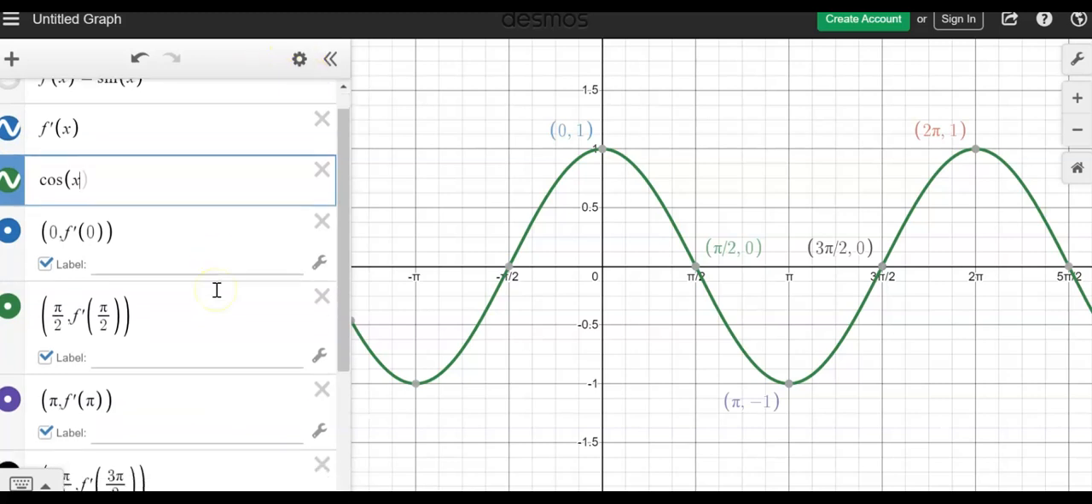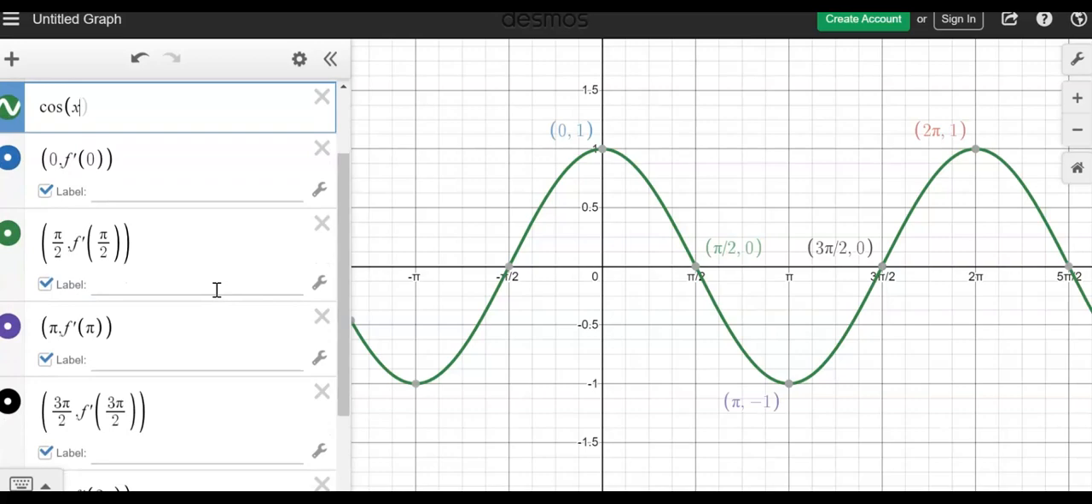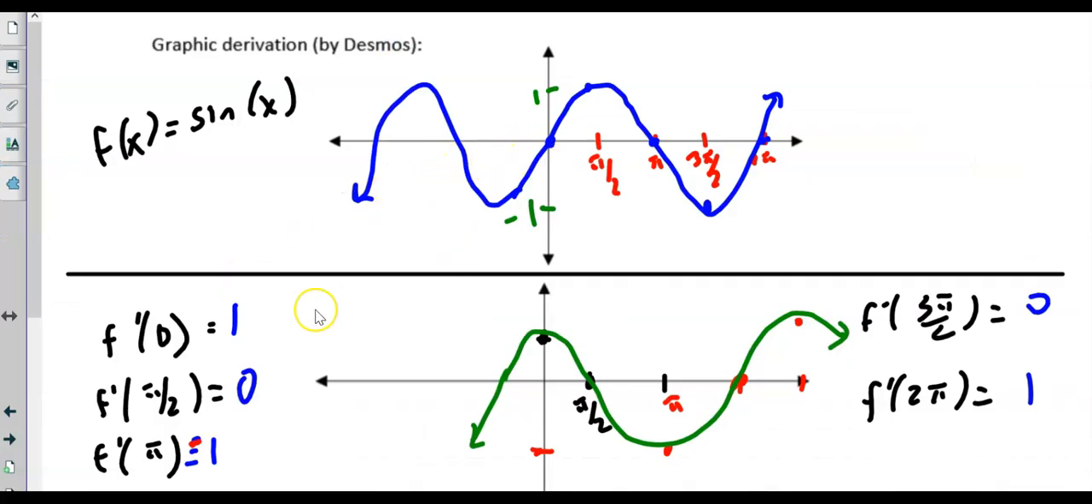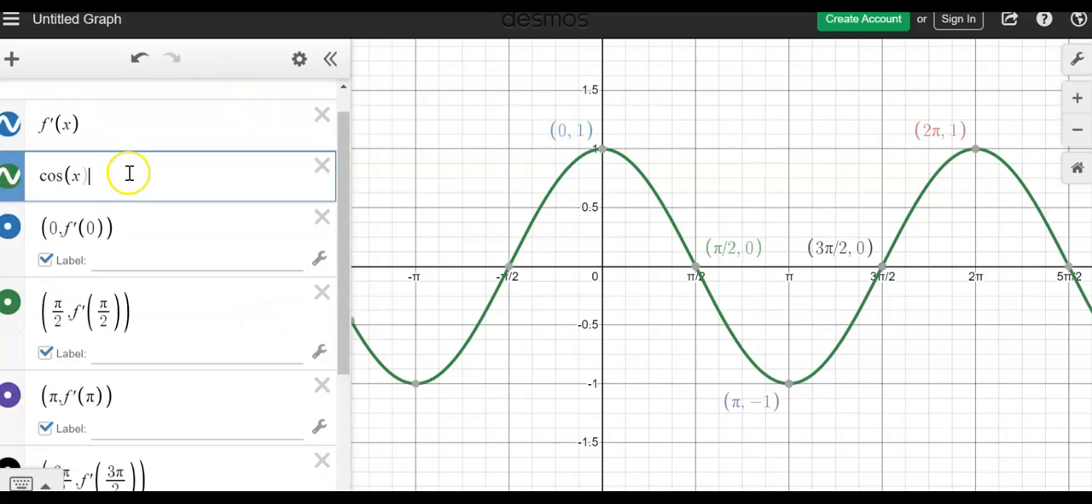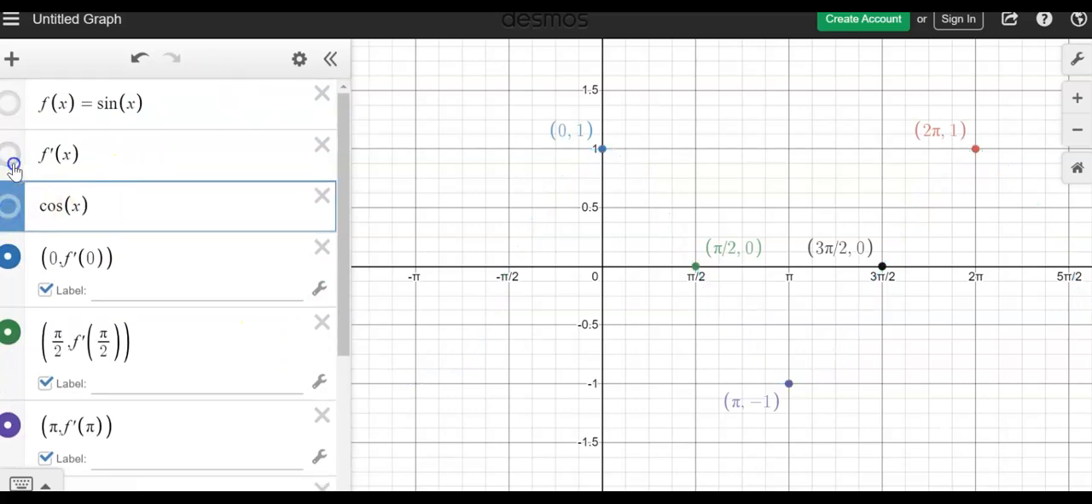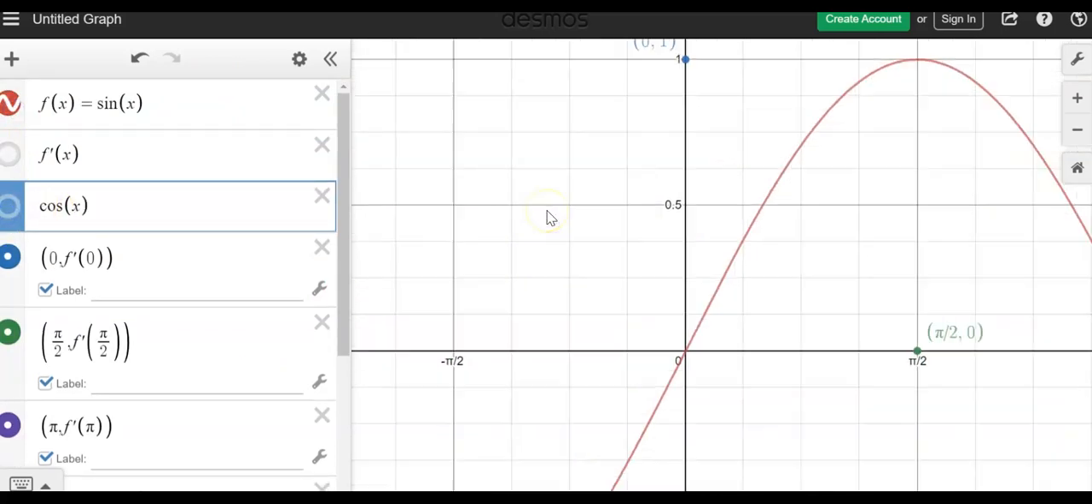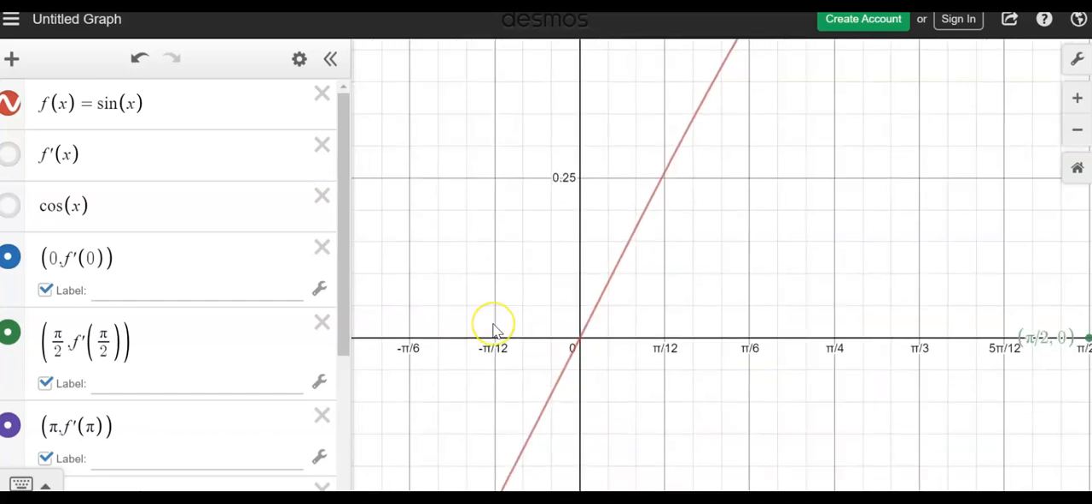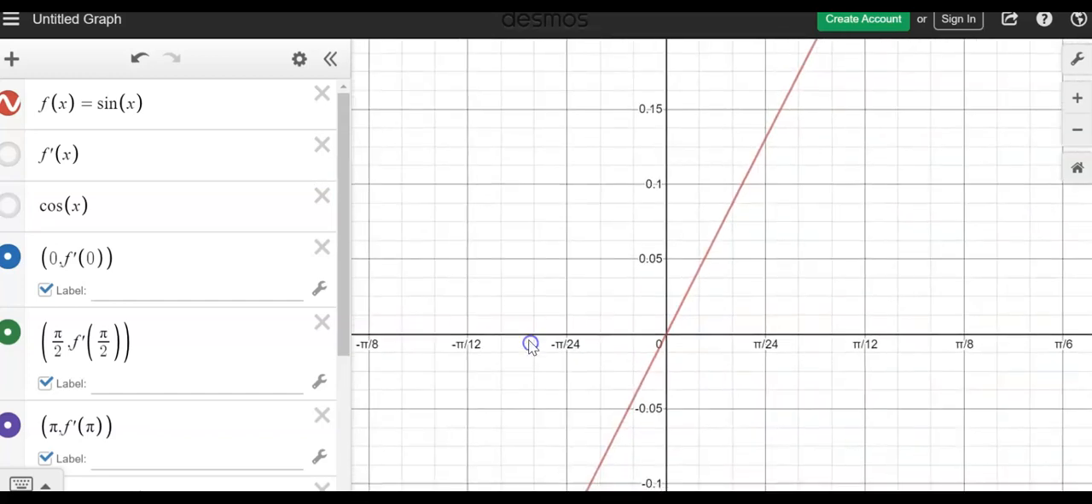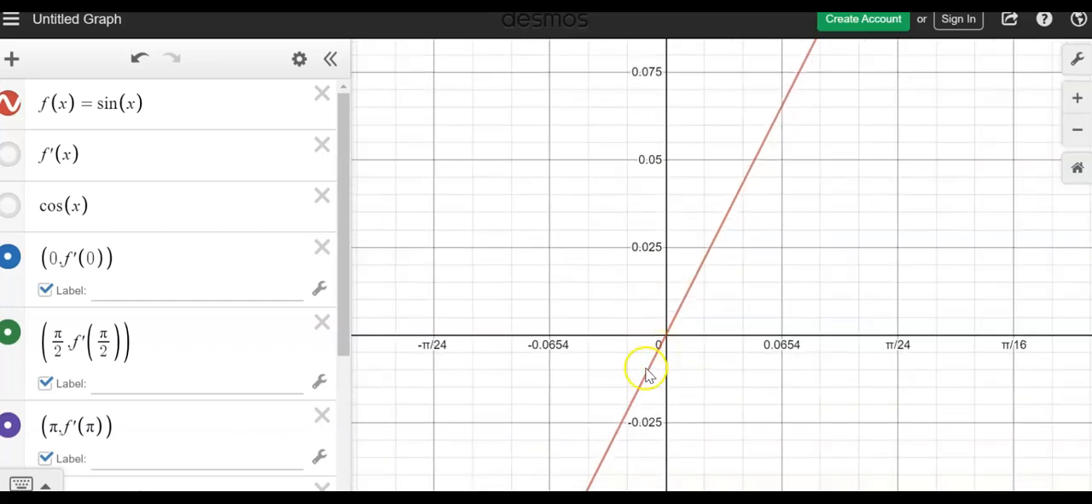I want to bring one more point to your attention. We said that f prime of 0 is 1. The reason f prime of 0 is 1, if we zoom in on this line right by 0, we can kind of see that the slope here is 1 very close to 0.